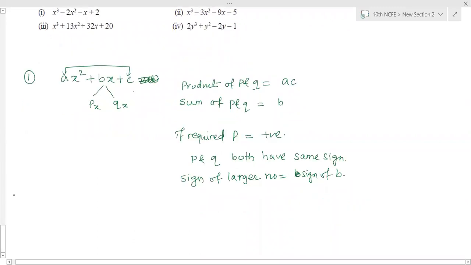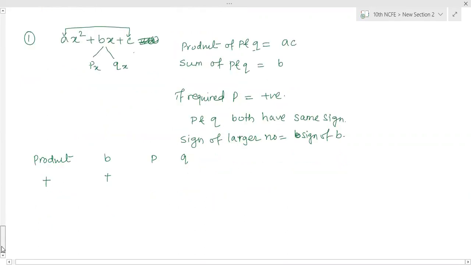For example, suppose I will make a table, then only you will understand. What is the product needed? If the required product is positive and b is positive, we are talking about only the sign values, then both p and q will be positive. Okay, is it clear? Yes. Then if the product is positive but the sign of b is negative, then both the numbers should have negative sign.